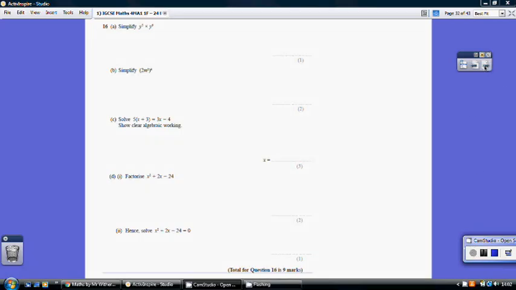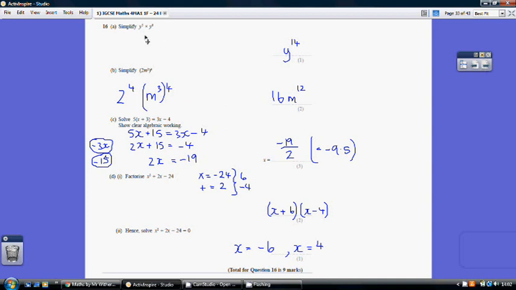Question 16. So, easy enough one to start with. The index laws, when you're multiplying, you add the powers. 5 add 9 is 14. Now be careful here. Think of it as being 2 to the power of 4 and also m cubed to the power of 4. Now 2 to the power of 4 is just 2 times 2 times 2 times 2, which is 16. Now m cubed to the power of 4, when you have a power inside the bracket and the other power outside the bracket, you multiply these together. So that's m to the power of 12.